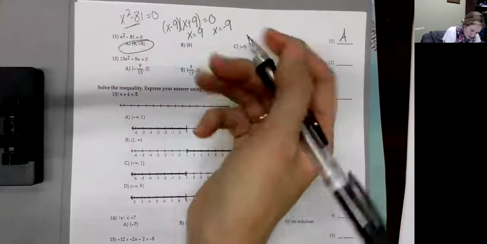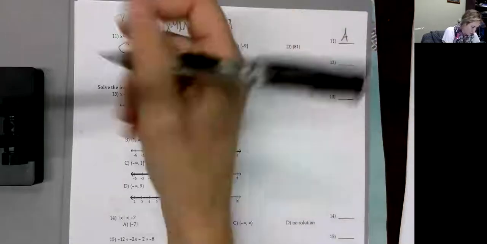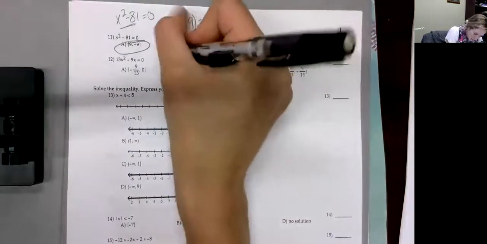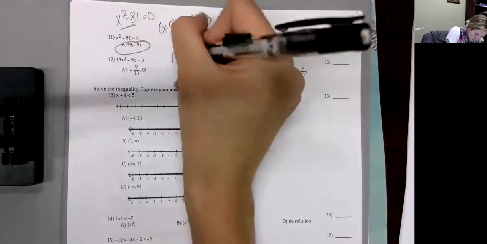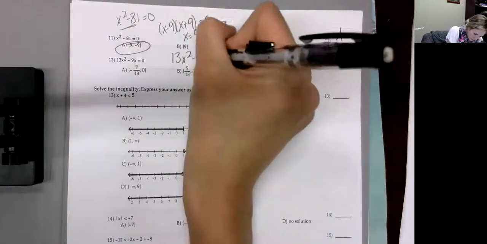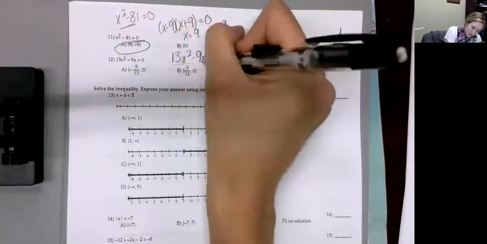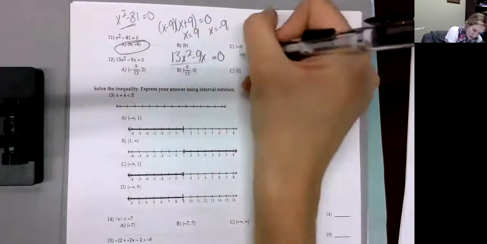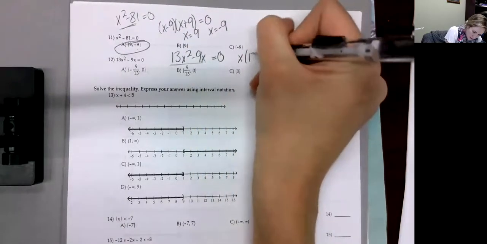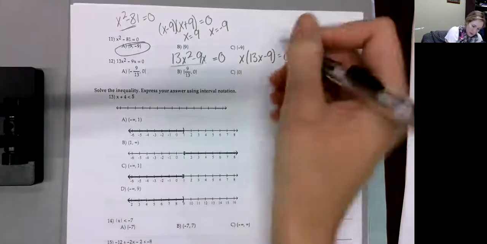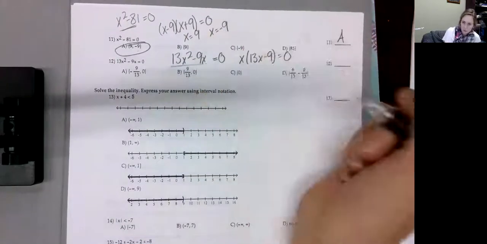13x squared subtract 9x equals 0. So on this one, when we factor it, because we're following the same rules from 10, let me rewrite it. 13x squared subtract 9x equals 0. The only thing we can factor out of both of these is x. So I'd have x times 13x subtract 9 equals 0. If I distribute it, it'd get me back to here.